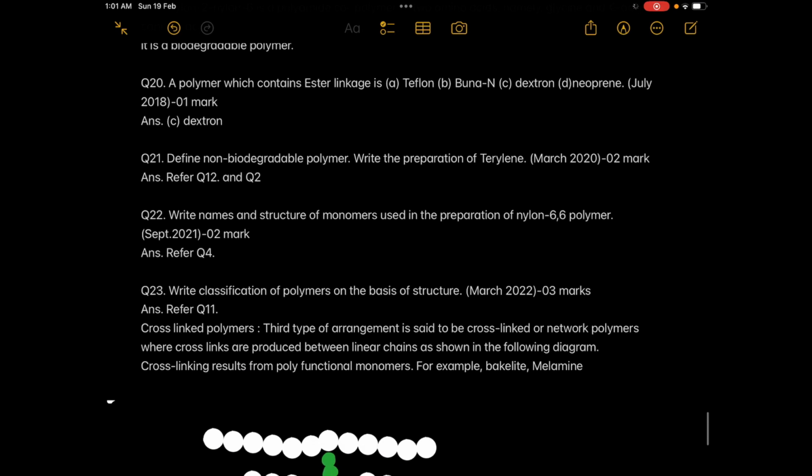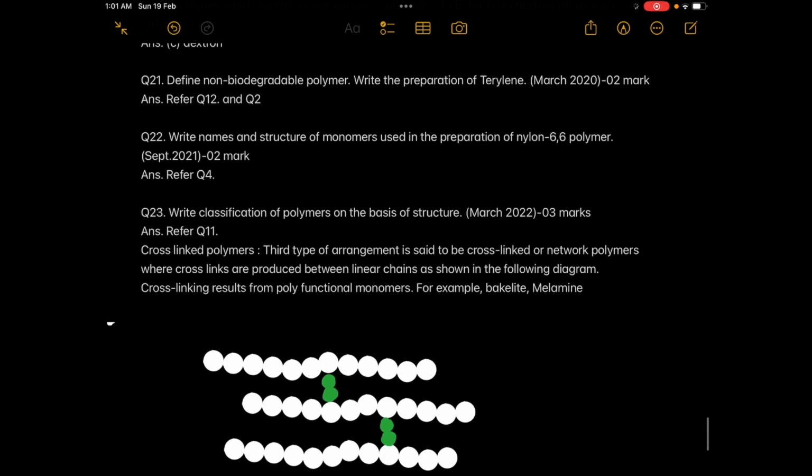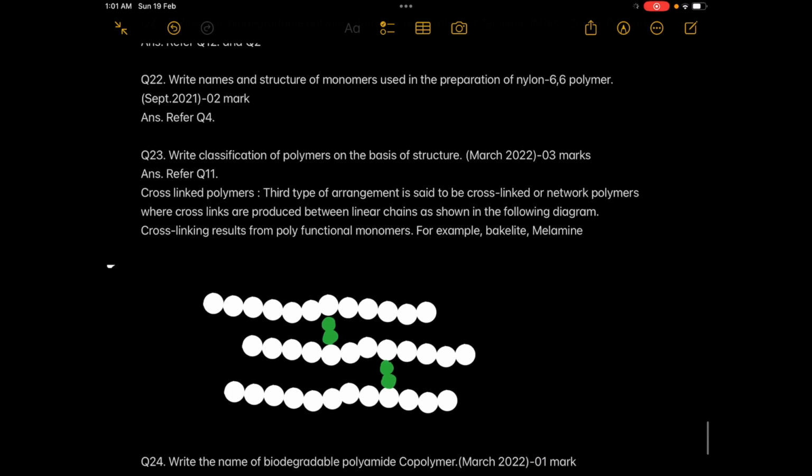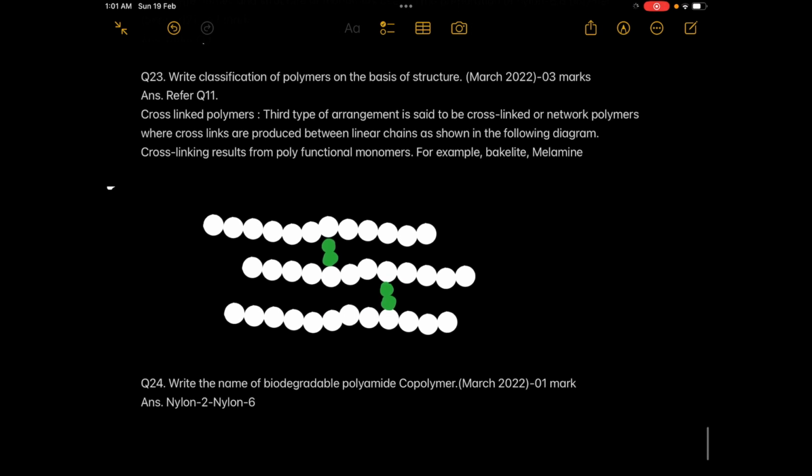Let's move on to the next one. A polymer which contains ester linkage. Again this is from the old syllabus wherein the answer is dextran. Now in our syllabus the one with the ester linkage is only terylene. So here instead of dextran we can have the answer as terylene. Define non-biodegradable polymer. Write the preparation of terylene. Again you can refer question number 12 and question number 2. Write the names and structures of monomers used in the preparation of nylon 6,6. You can refer question number 4.